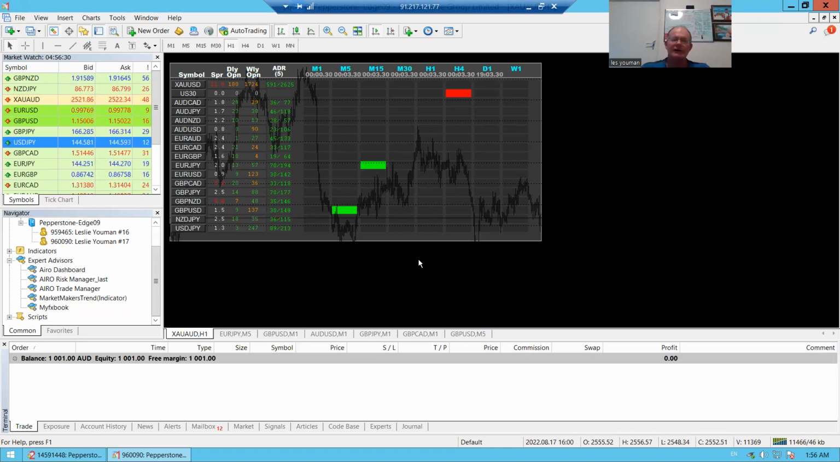It's just a very, very good indicator to allow the indicator to constantly scan as many pairs and as many time frames as you like.